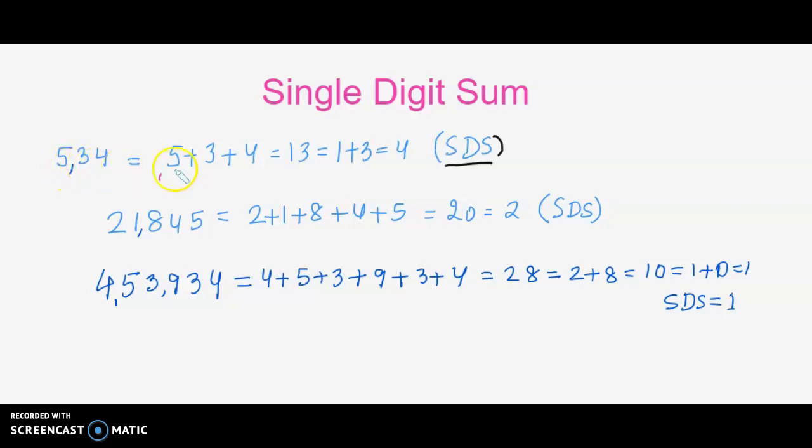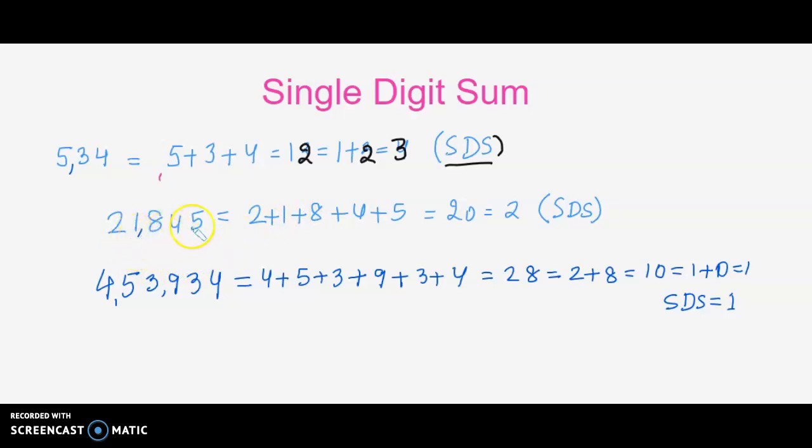So for 534 it is 5 plus 3 plus 4. 5 plus 3 is 8. 8 plus 4 is 12. And finally we add 1 and 2, so 1 plus 2 is equal to 3. So the single digit sum for this is 3.